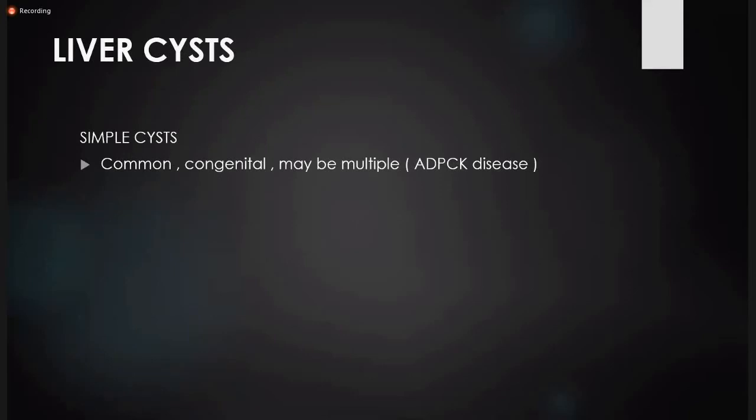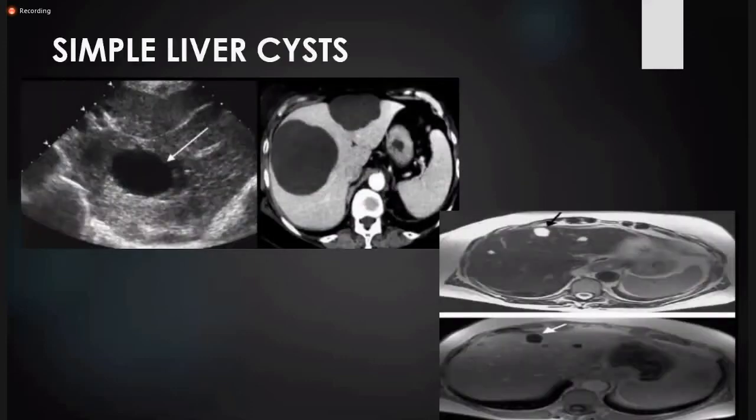Simple cysts are common, congenital, and can be multiple, such as in polycystic kidney disease. This is how liver cysts look like. The first picture is of ultrasound. It will be clear, black, with clear internal echogenicity. On CT, again, it will be dark, hypodense, with no enhancement. On MRI, on T2 it will be high, and on post-contrast images, it will show no enhancement.